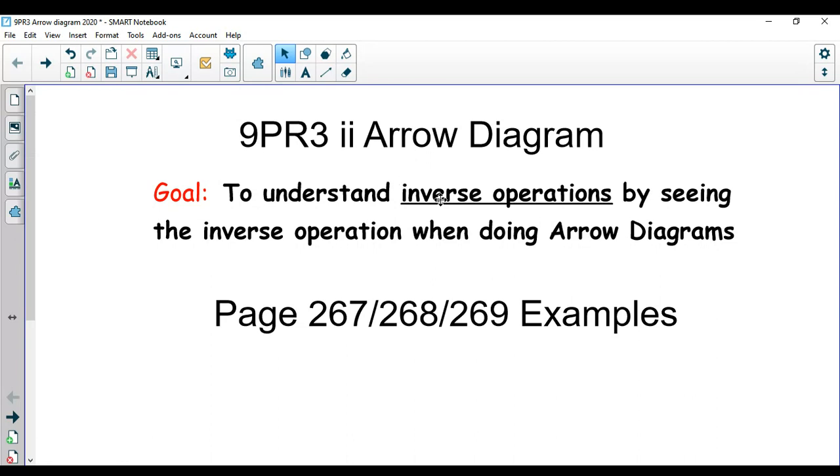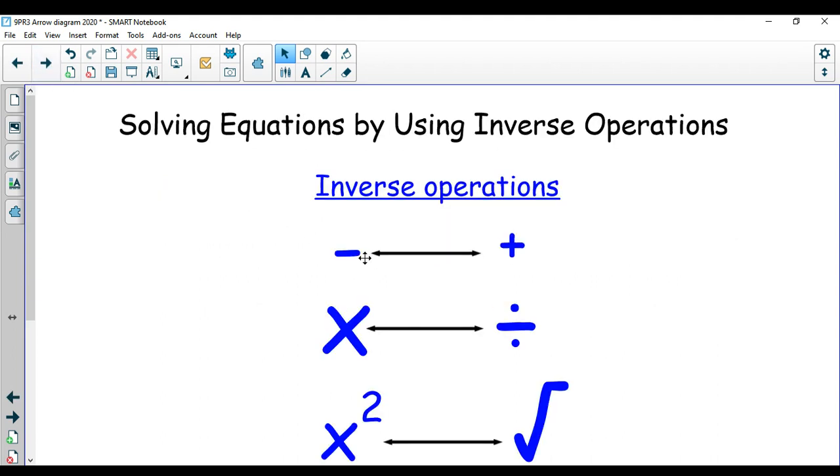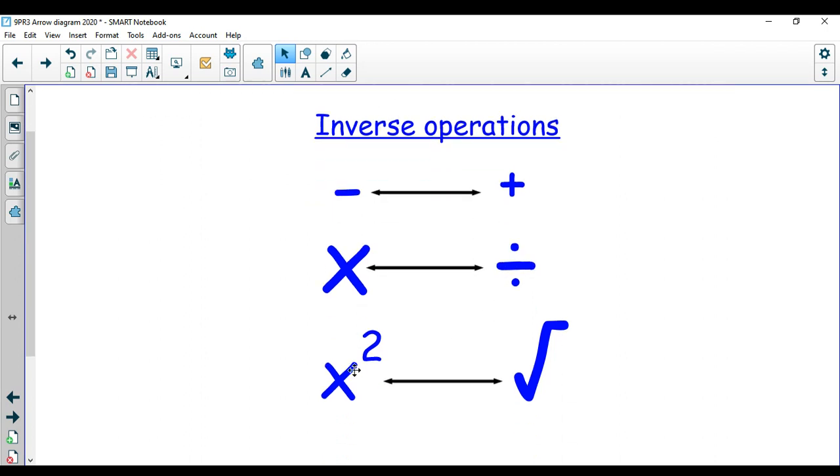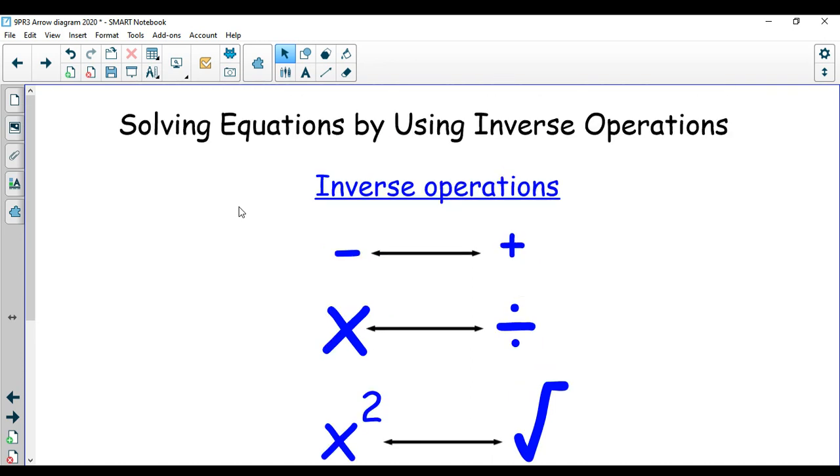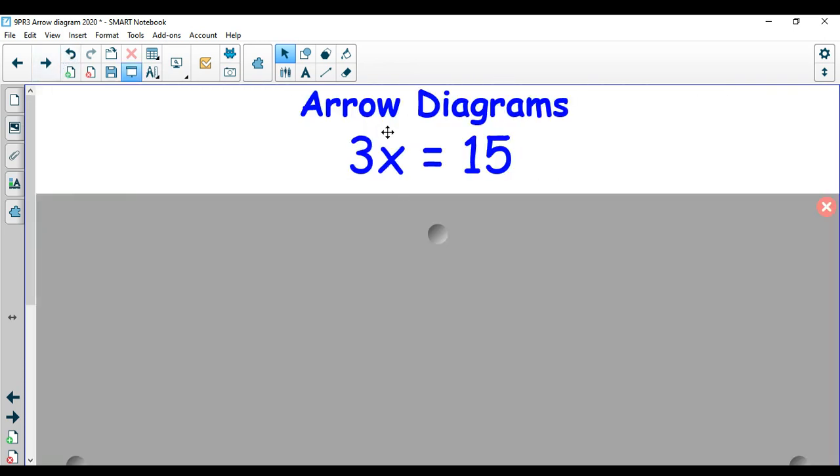So when we look at arrow diagrams, the key thing about arrow diagrams is inverse operations. If we recall inverse operations, the inverse of subtract is add, multiply, divide, and of course vice versa. X squared is square root. So those are inverse operations we're working with in grade 9. We take a look at our first example.